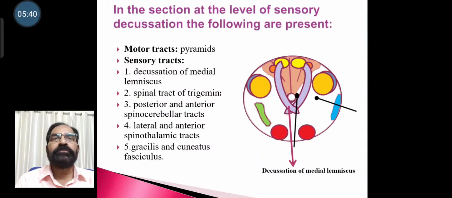Then coming to tracts, motor tracts. Motor tracts are again pyramids. Then one new tract is added here, that is decussation of medial lemniscus. That is the new tract added here. And the others are the same, that is spinal tract of trigeminal, posterior and anterior spinocerebellar tracts, lateral and anterior spinothalamic tracts, and still the gracilis and cuneate fasciculus. So the new addition here is decussation of the medial lemniscus.